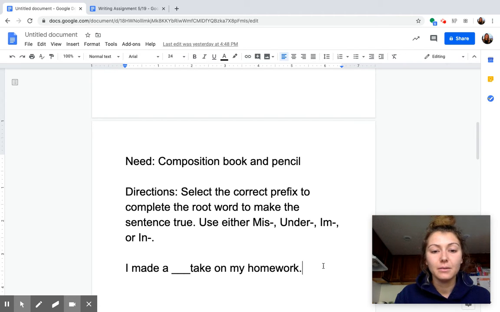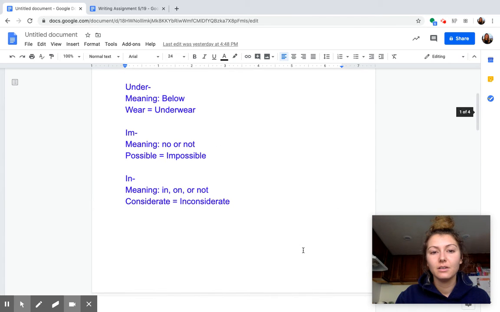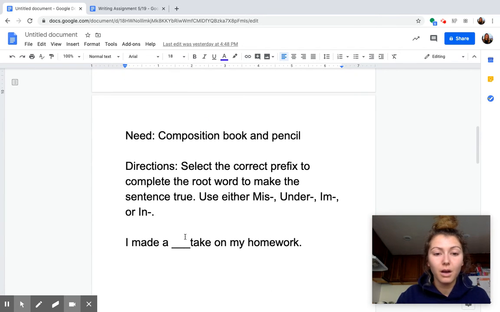Read the sentence out loud with me. I made a blank take on my homework. Well, if we're doing our homework, what can we make on that? Which of these might make the most sense? Something about being below our homework? No or not doing our homework? In our homework or not our homework? What about miss for wrong? Maybe we just did a part of it wrong.